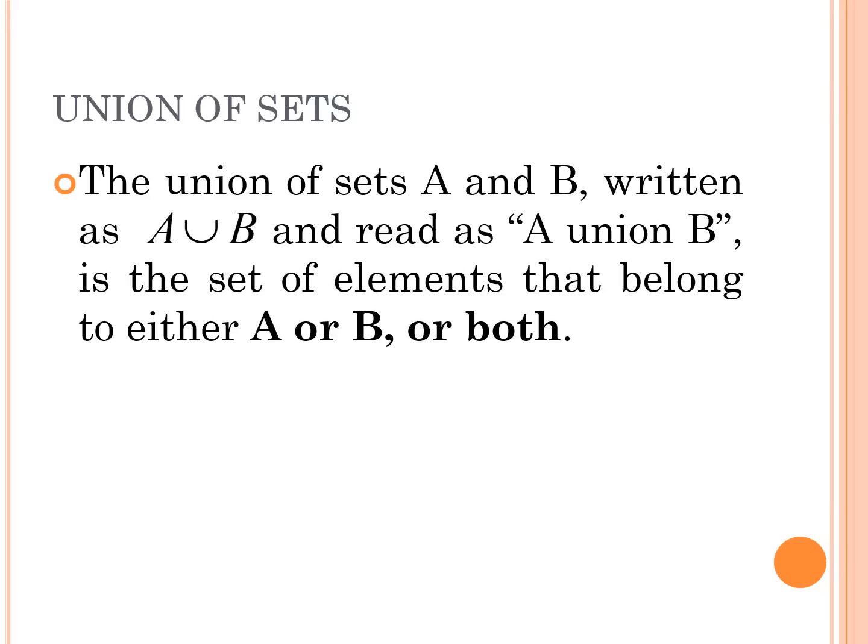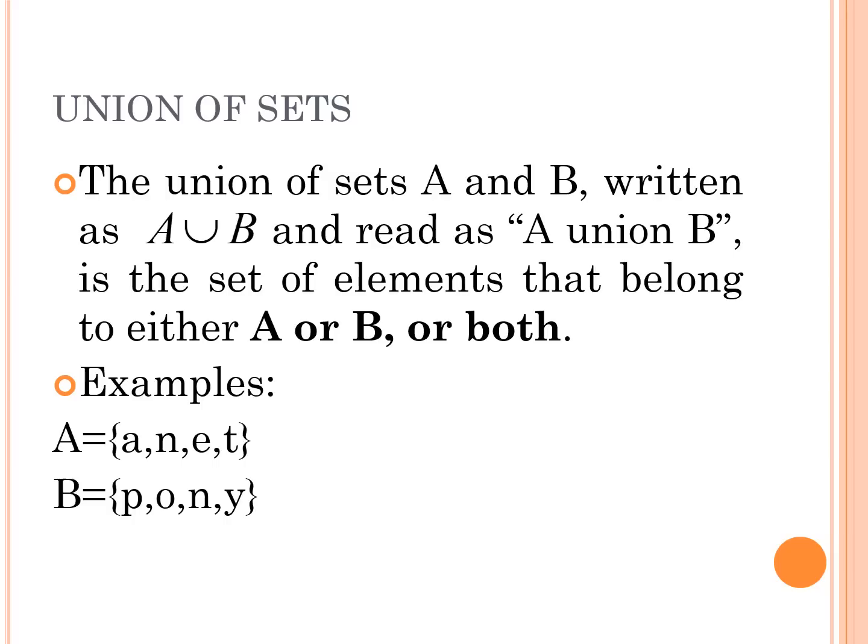Let's start with the union of sets. The union of sets A and B, written as A union B, is a set of elements that belong to either A or B or both. Here are some examples. We have set A with elements A, N, E, and T. Set B with elements P, O, N, Y.